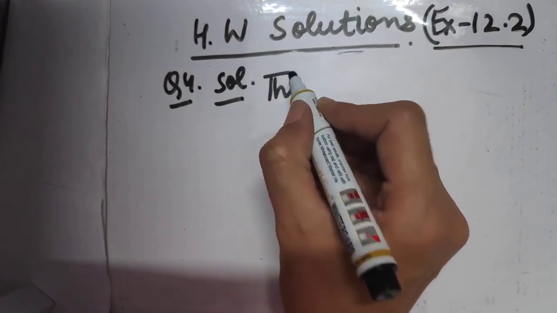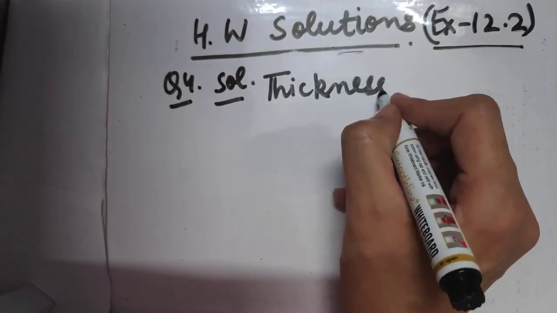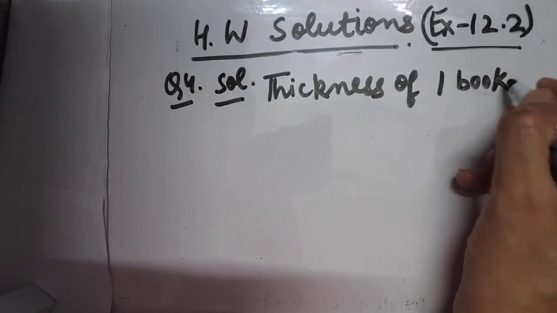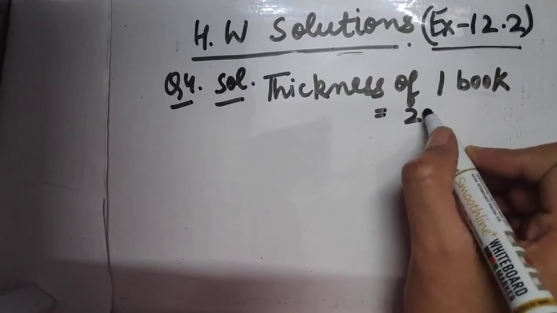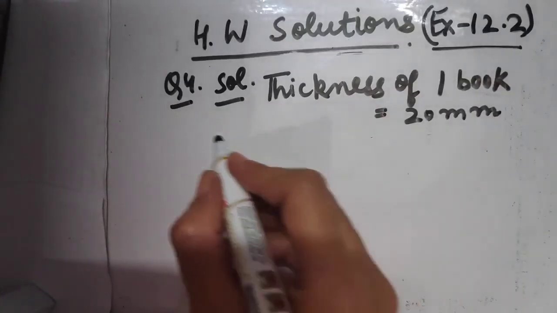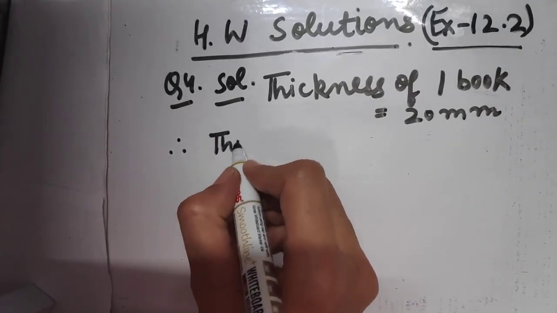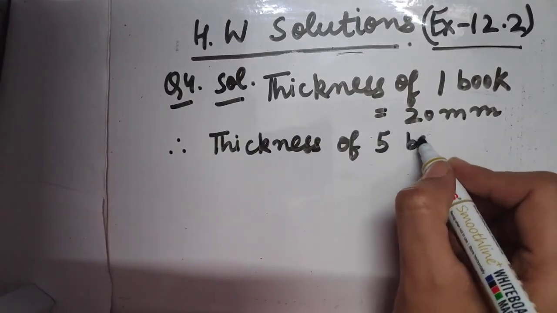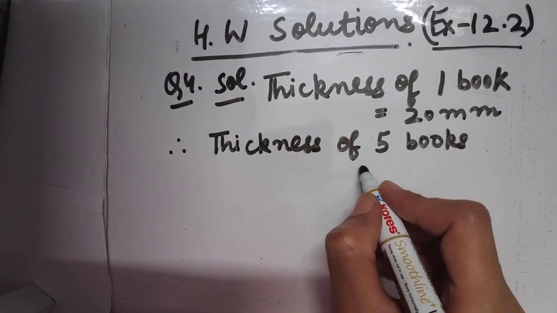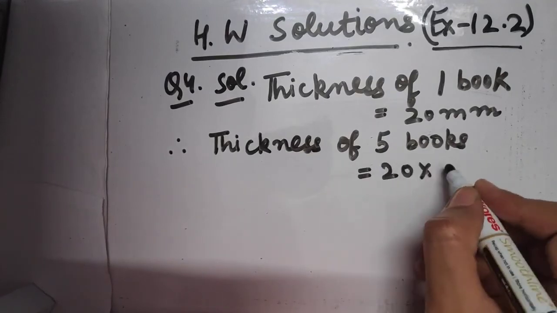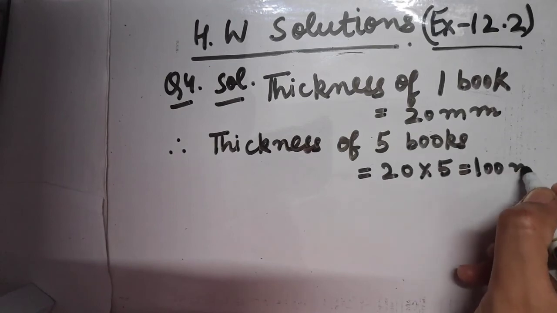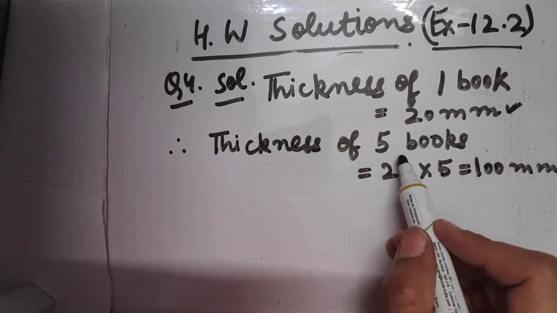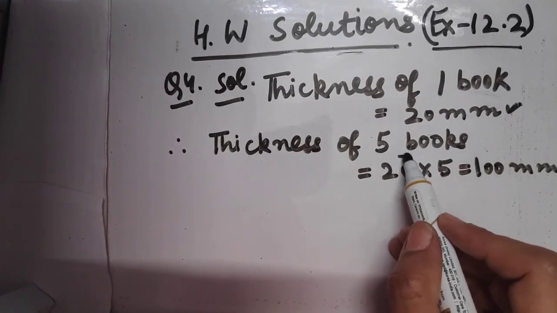Firstly, the thickness of one book is given to us, that is equal to 20 mm. Therefore, what will be the thickness of 5 books? The thickness of 5 books, what will it be equal to? 20 into 5, that will be 100 mm. So we have calculated the thickness of 5 books because the total number of books was 5.